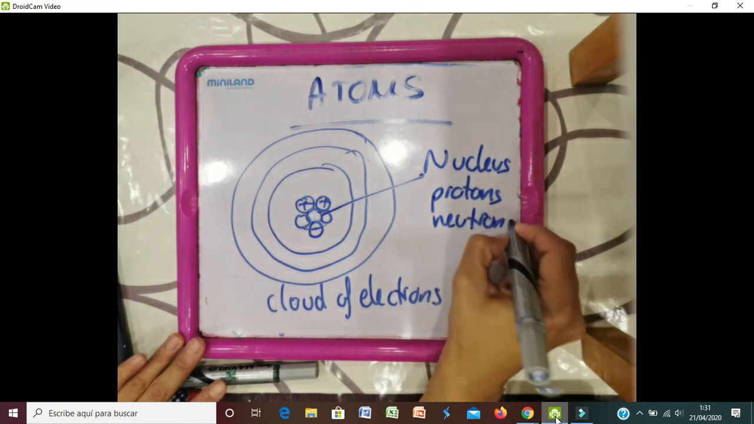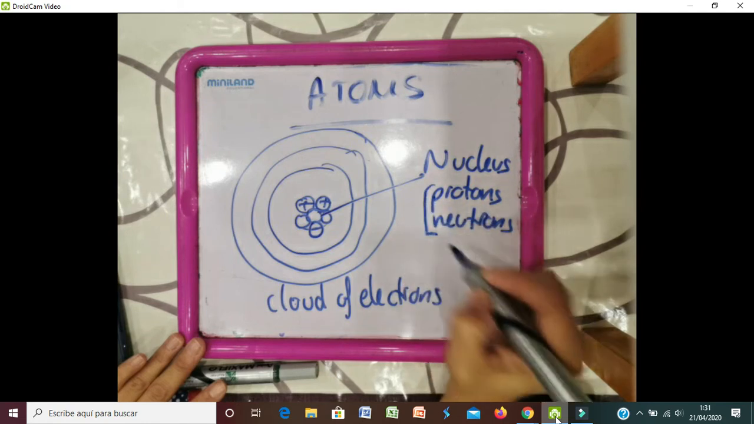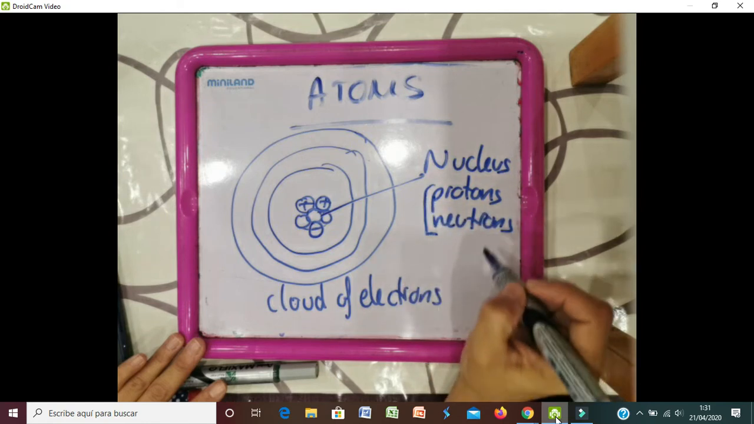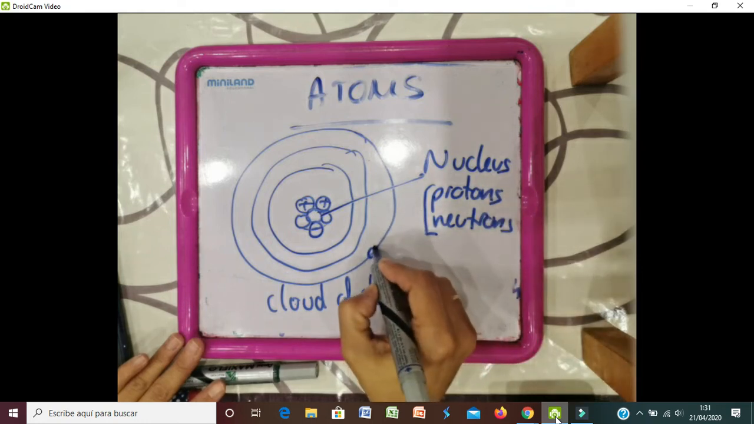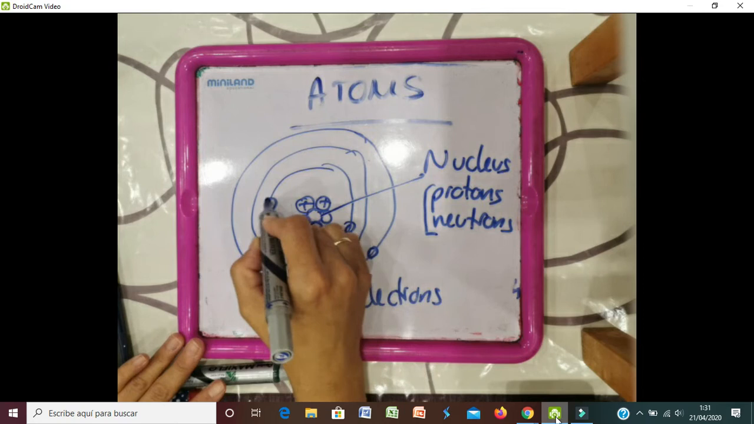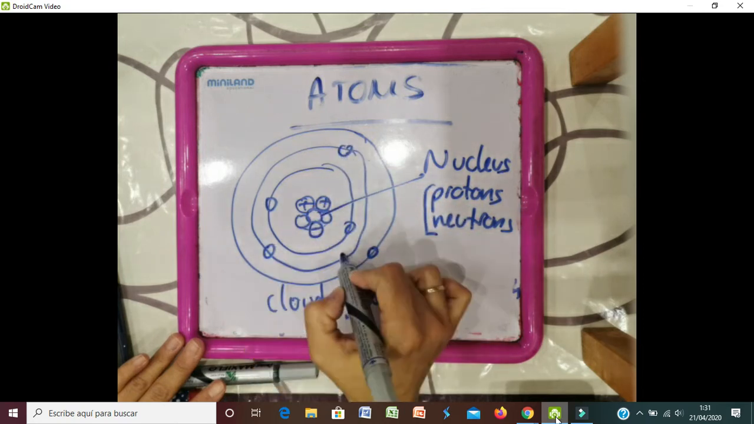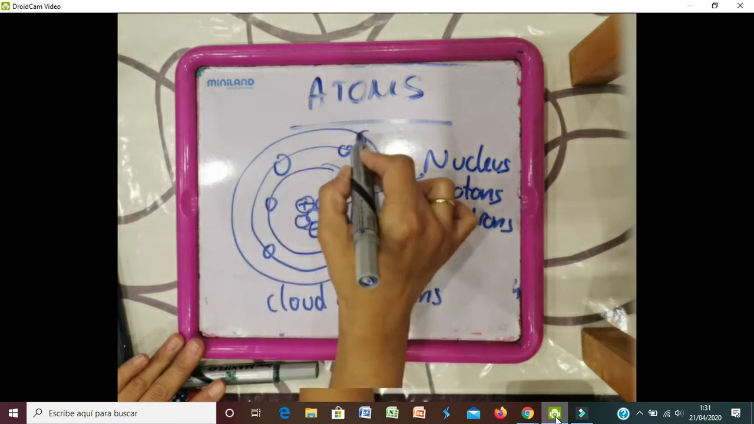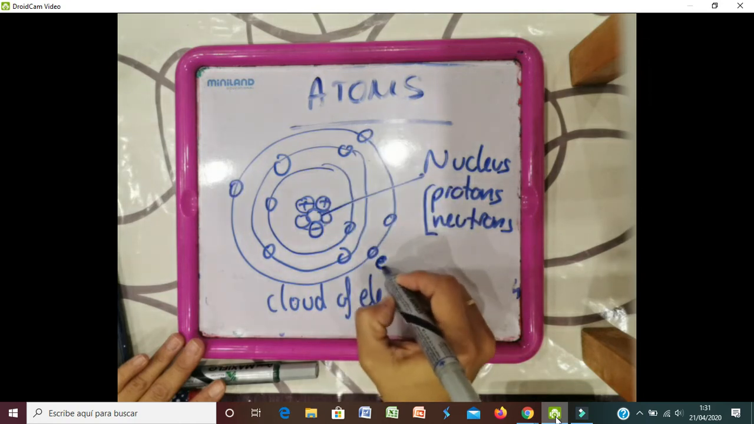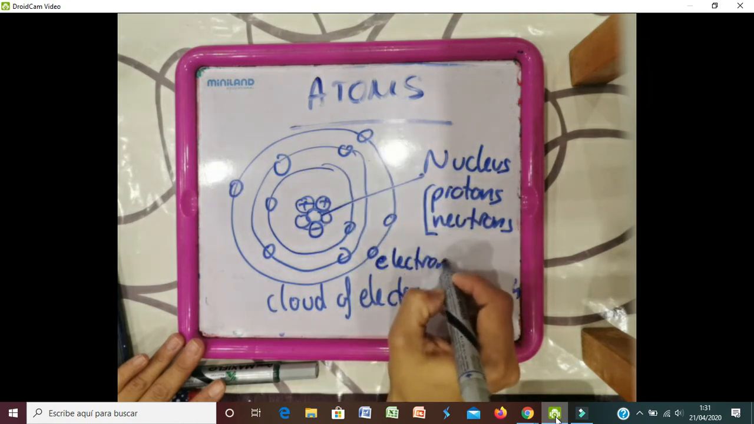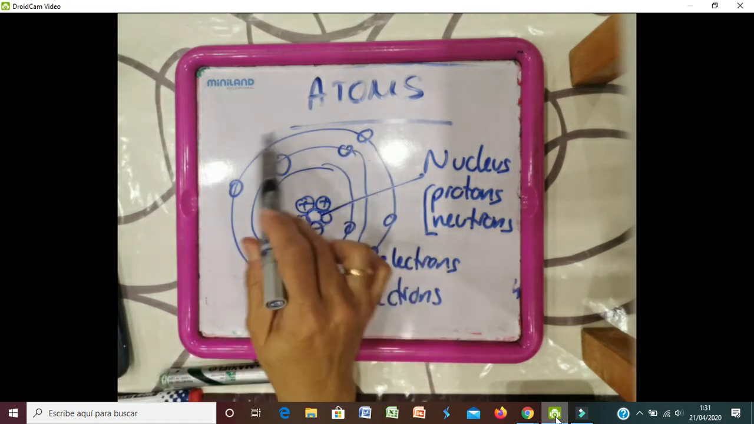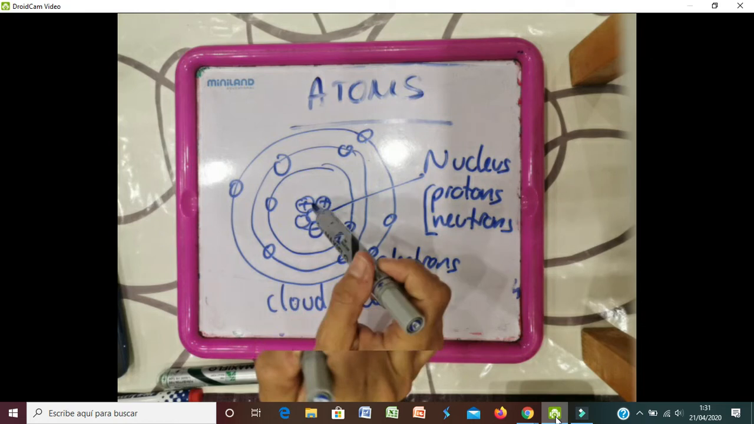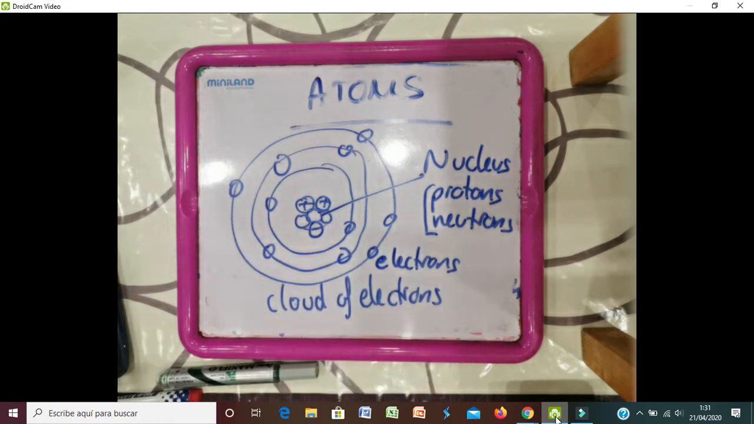Don't worry if you don't remember this, because you will learn that next year and the next year and the next year. And the cloud of electrons, they are little particles that are moving around, and they are called electrons, right? Well, when they are talking about atoms, they are talking about these particles, and they have a nucleus and they have electrons, right? So what happened in the oxidation reaction?